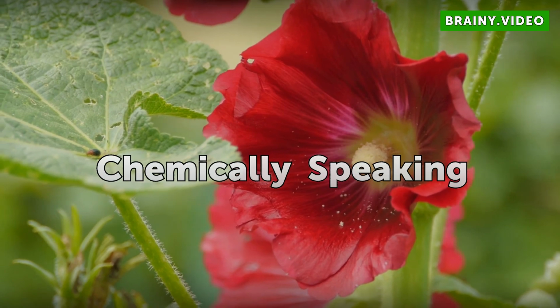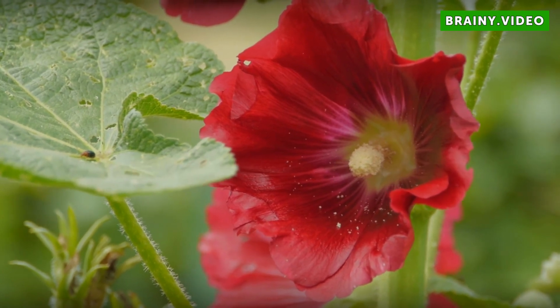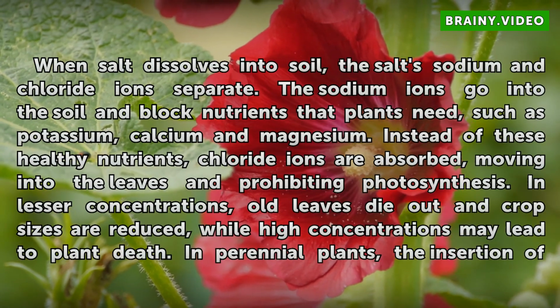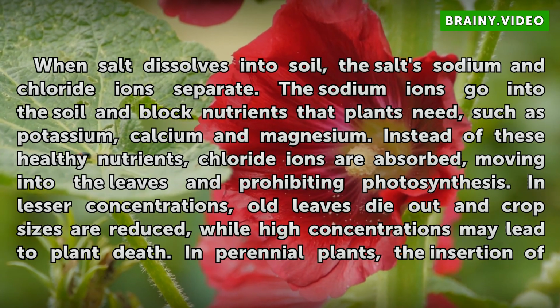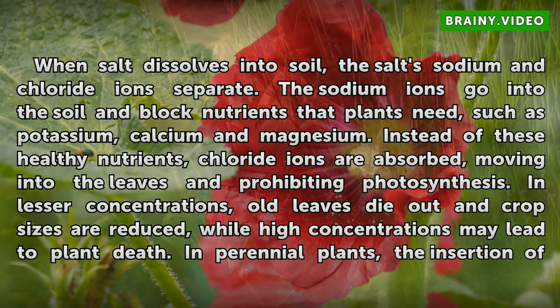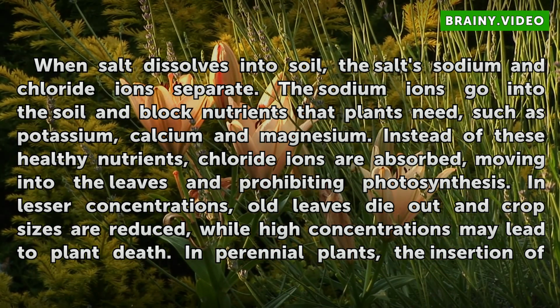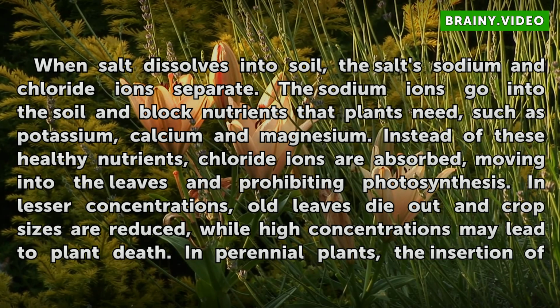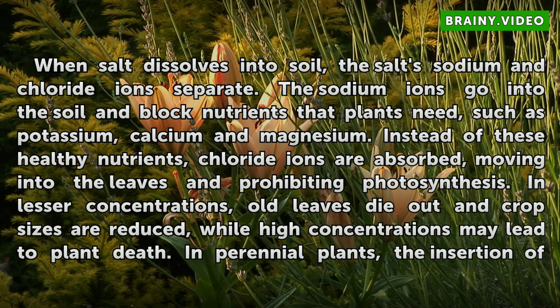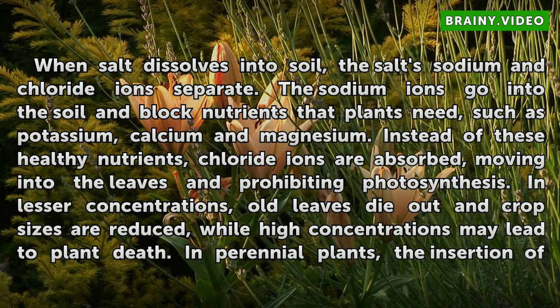Chemically speaking, when salt dissolves into soil, the salt's sodium and chloride ions separate. The sodium ions go into the soil and block nutrients that plants need, such as potassium, calcium and magnesium. Instead of these healthy nutrients, chloride ions are absorbed, moving into the leaves and prohibiting photosynthesis.